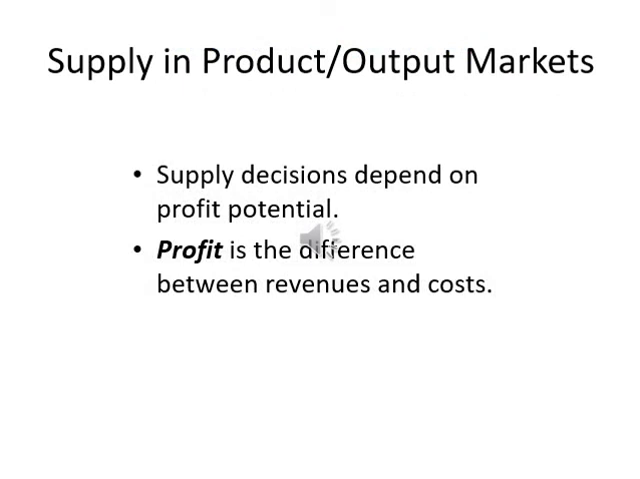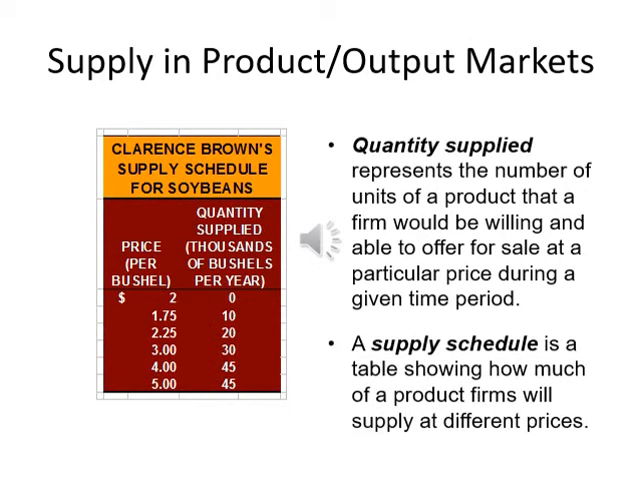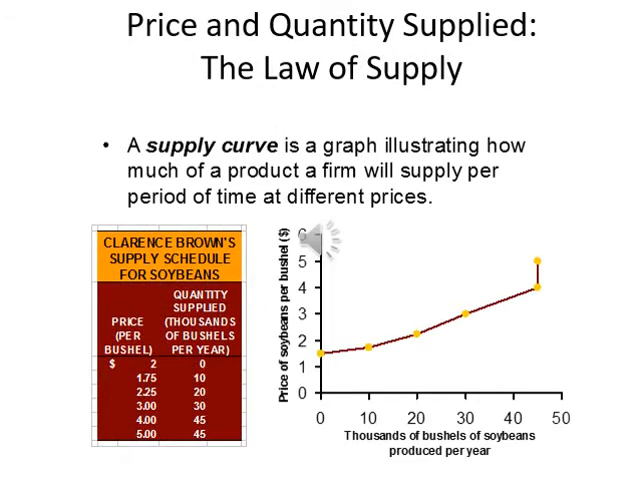Supply decisions depend on profit potential. Profit is the difference between revenues and costs. Quantity supplied represents the number of units of a product that a firm would be willing and able to offer for sale at a particular price during a given time period. A supply schedule is a table showing how much of a product firms will supply at different prices. A supply curve is a graph illustrating how much of a product a firm will supply per period of time at different prices.